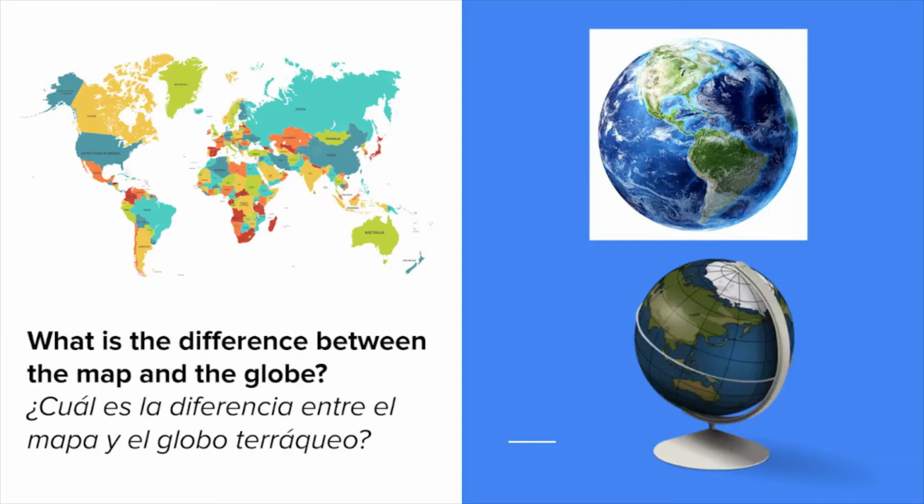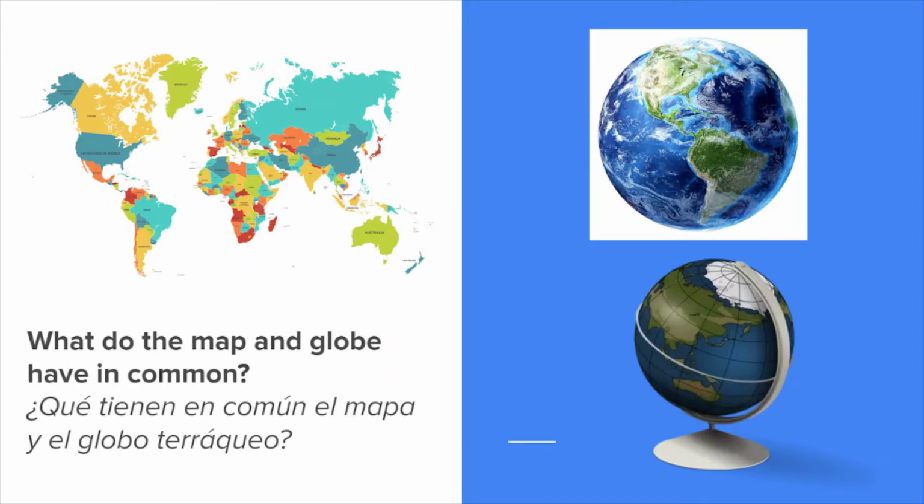What is the difference between the map and the globe? ¿Cuál es la diferencia entre el mapa y el globo terráqueo? Take a few moments and think about it. Toma unos minutos para pensar. Okay, now, what do the map and globe have in common? ¿Qué tienen en común el mapa y el globo terráqueo?